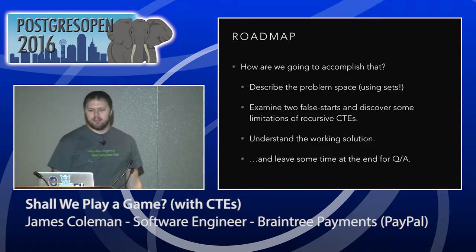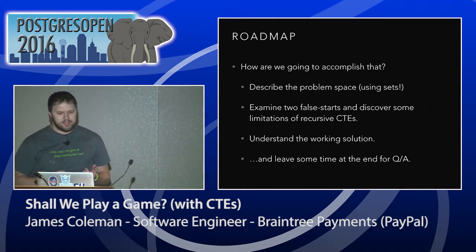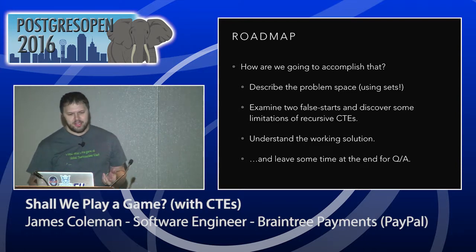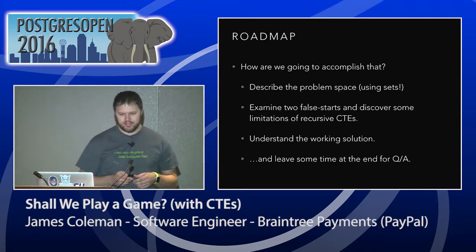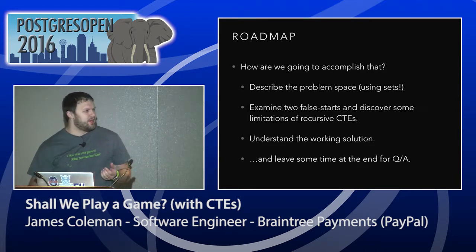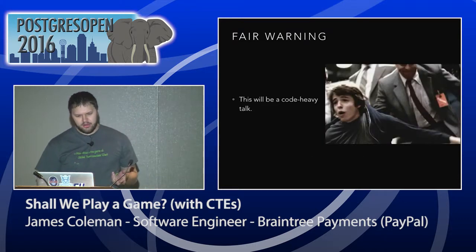So a roadmap, how are we going to accomplish that? First, we're going to describe the problem space using sets. Then we're going to examine two false starts that I made and discover some of the limitations of recursive common table expressions. We'll walk through and hopefully understand the working solution, and then I'll leave some time at the end for a Q&A. Fair warning, though, this is a code-heavy talk.